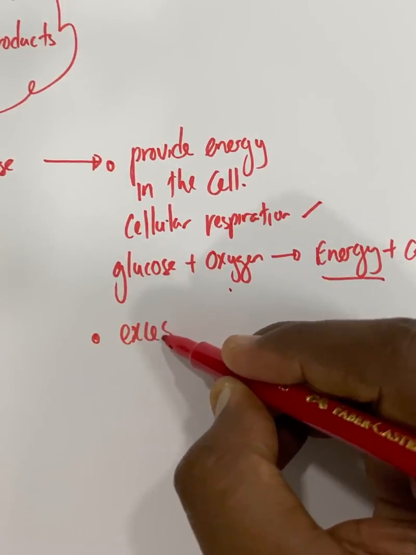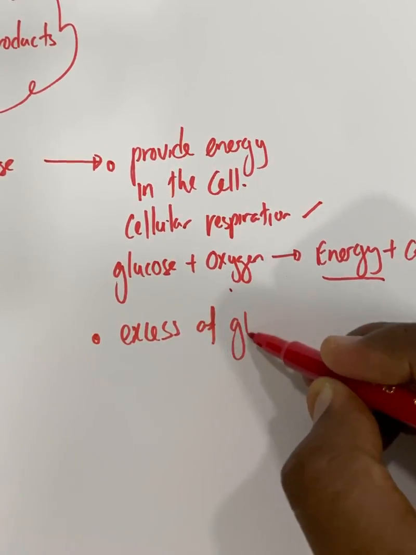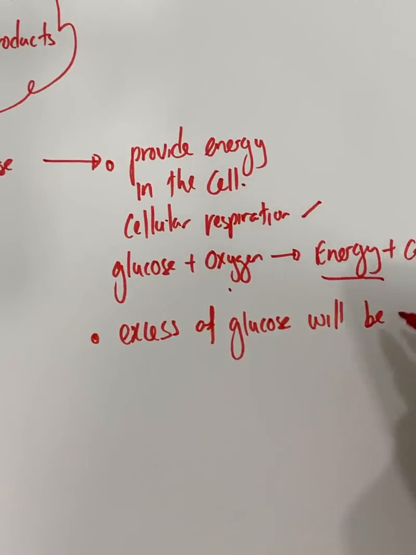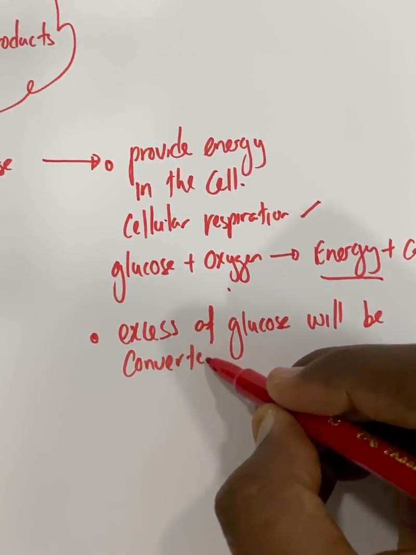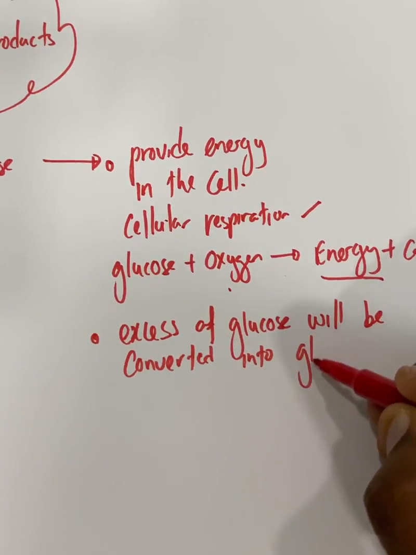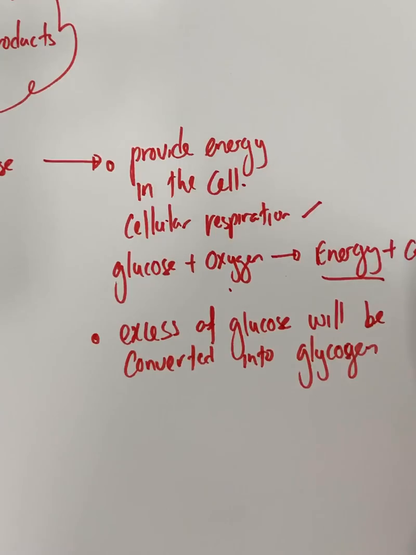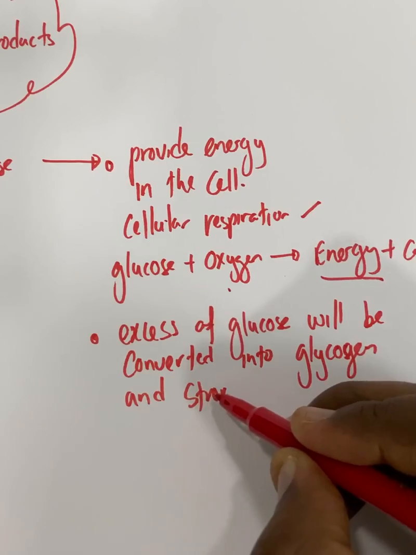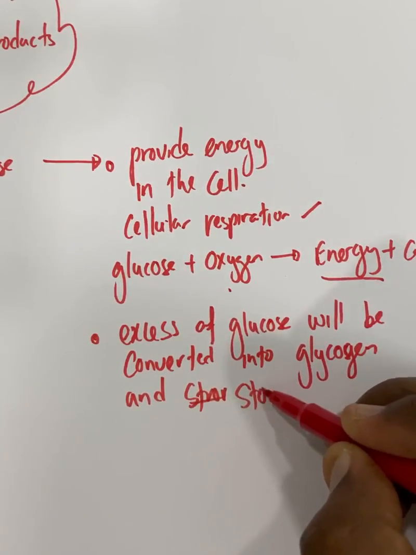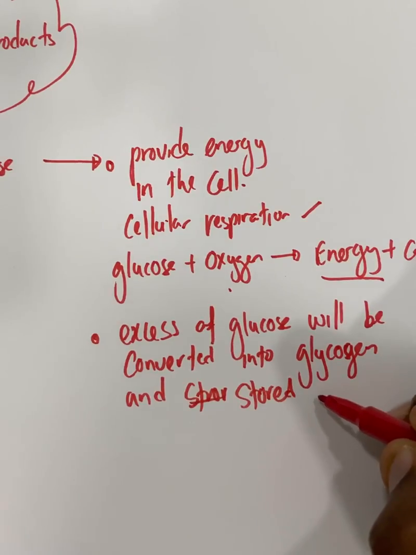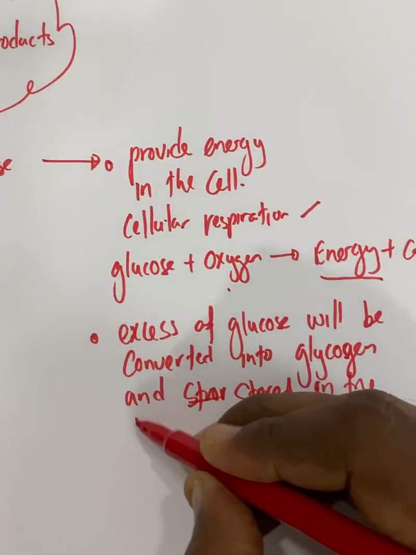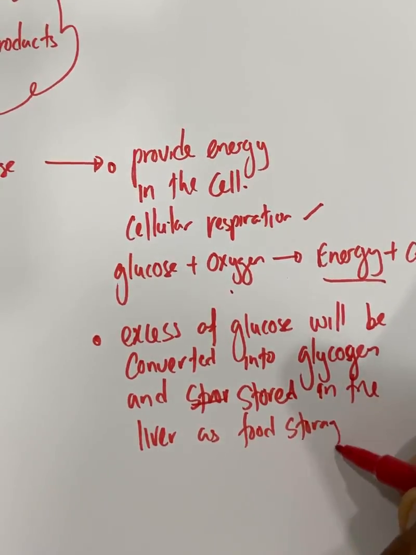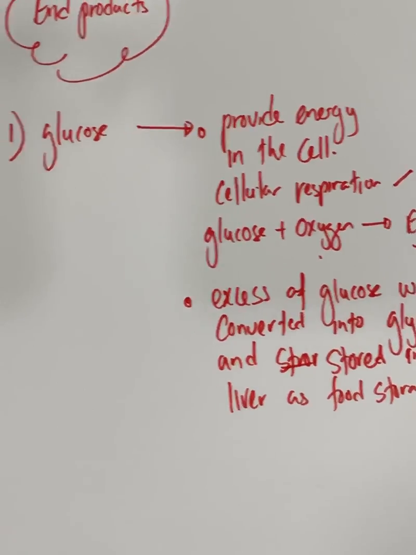Second thing, the excess glucose will be converted into glycogen and will be stored in the liver as food storage. So these two points must be remembered.